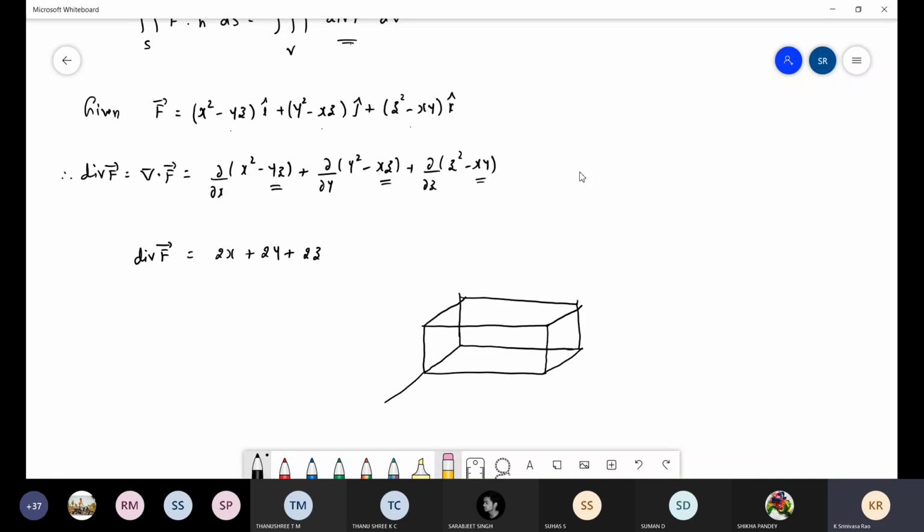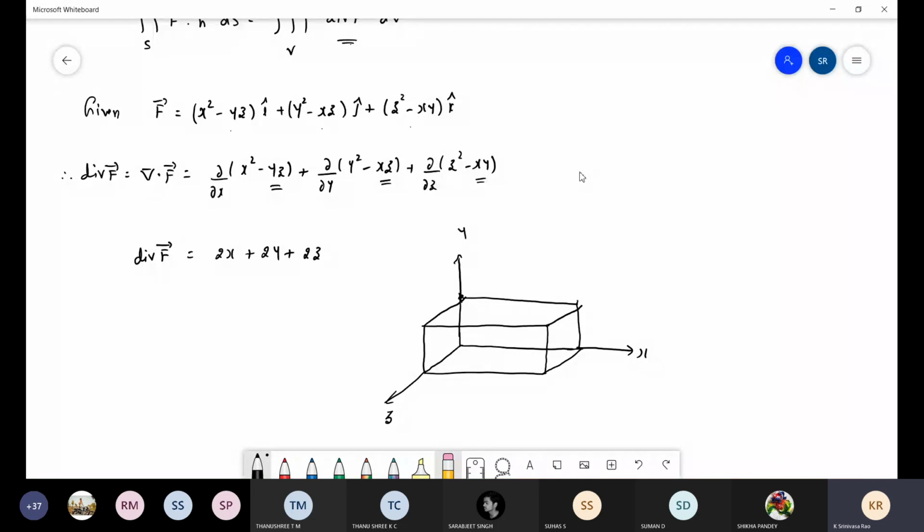Yes, this is the z-axis. I can take this as the y-axis, and this is the x-axis. Did you get it? Yes, sir. This is a rectangular parallelepiped. If all of A, B, C are equal, you will get a cube.